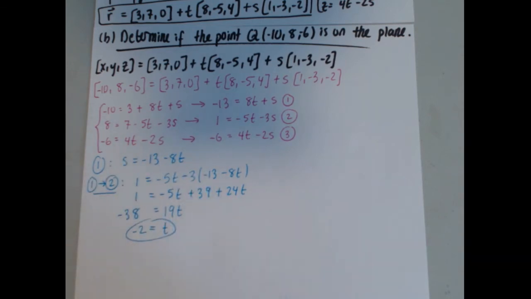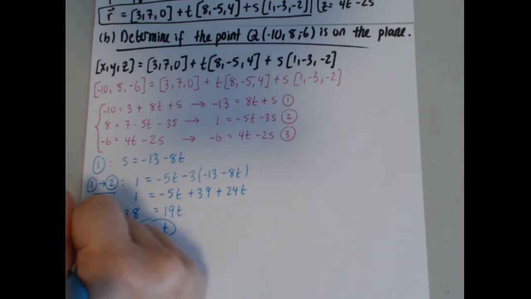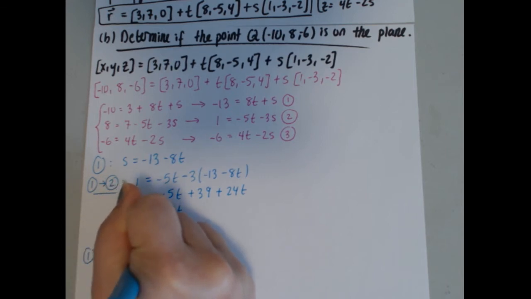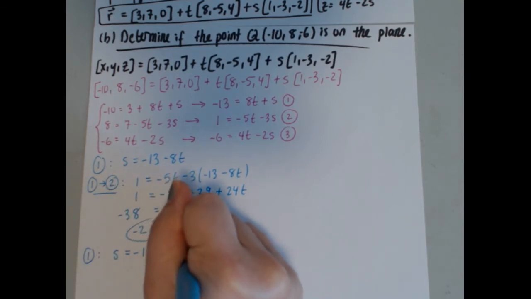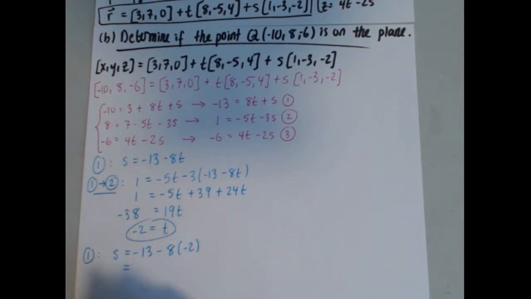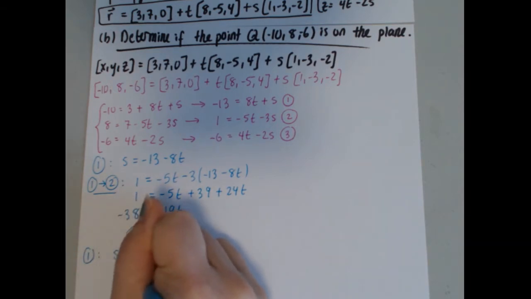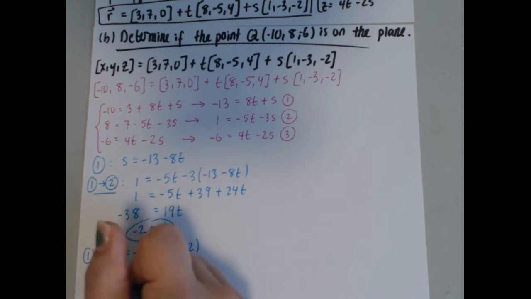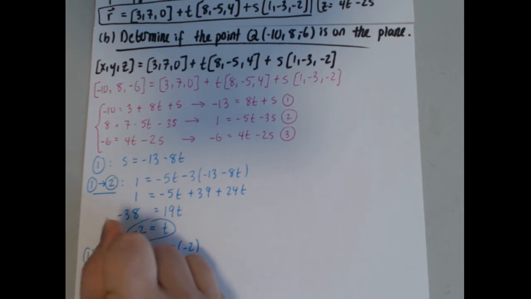All right, so there's my t value. Now I'm going to take that and plug it back into equation 1 so I can figure out my s value. Going back to equation 1, s is equal to -13 minus 8t. T is -2, so that's -13 plus 16. 16 minus 13 is 3. So I have s is equal to 3.